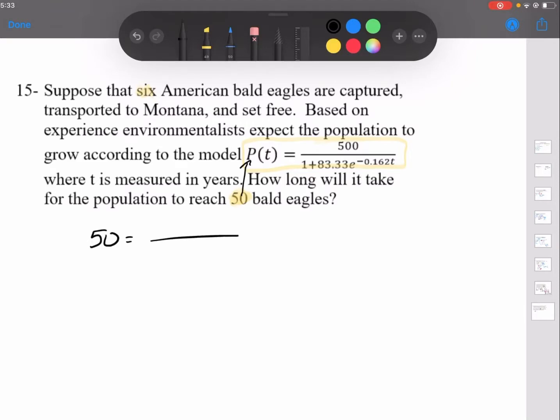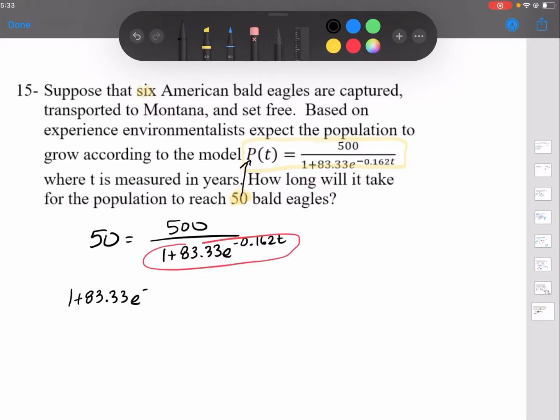So all you're doing, you don't have to know anything about this. You just need to put 50 in for the population P and set up this equation. And then solve. Which, this one's going to be kind of a tough one. There's a trick I'm going to use. So I'm actually going to multiply by the denominator and then simultaneously divide both sides by the 50. So multiplying both sides by the denominator and then dividing both sides by 50. So that gives you 1 plus 83.33 e to the negative 0.162 t is equal to 500 over 50.